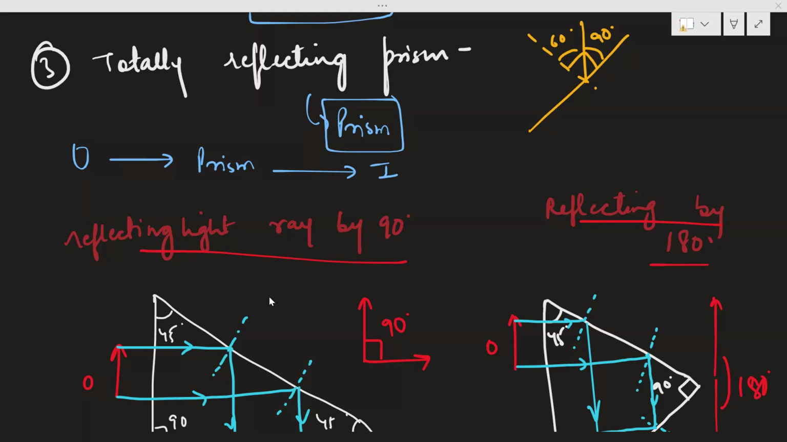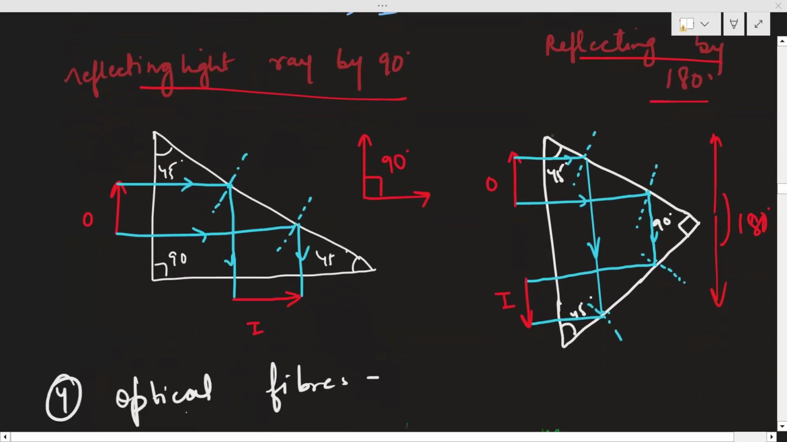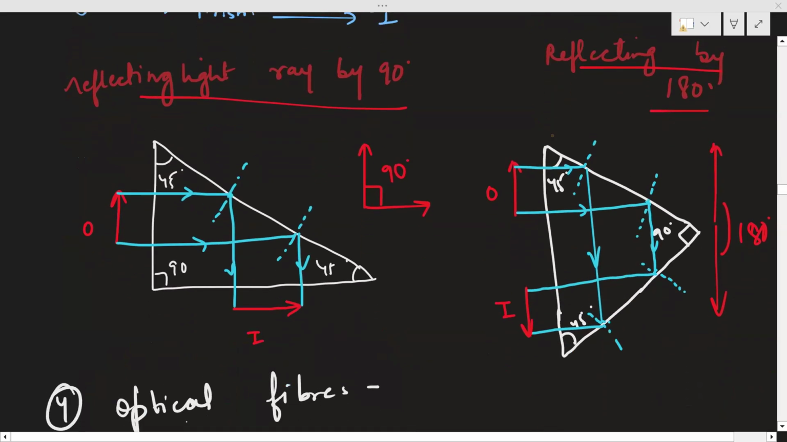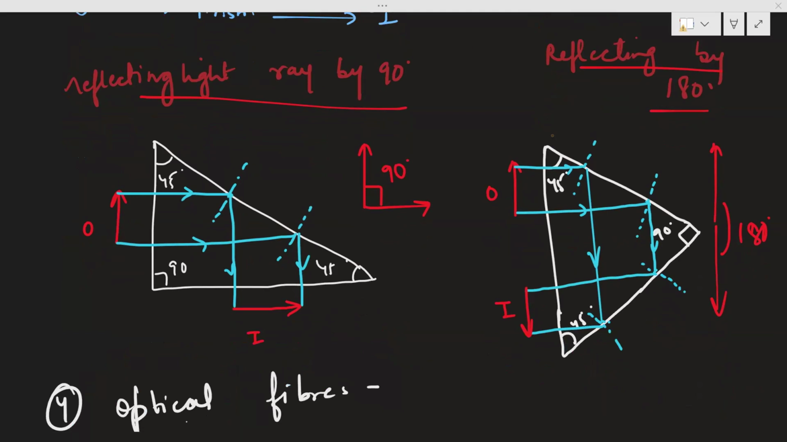Got it? You calculate it, and whenever the value of the critical angle is exceeded, that will be TIR. If not, then it won't. So if the refractive index is more, then it will undergo TIR.